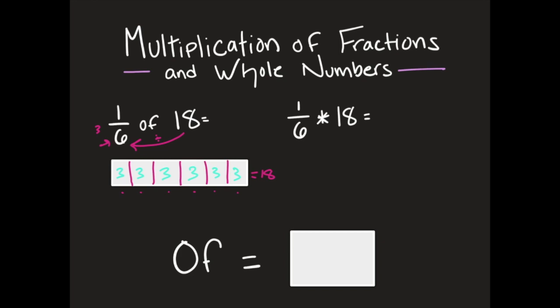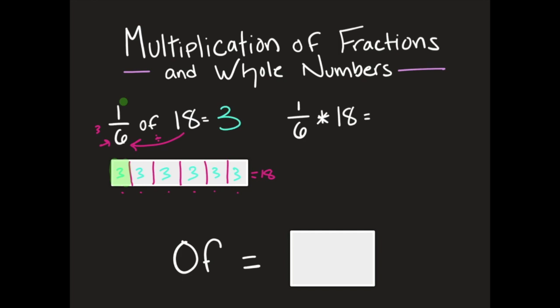So again, this is just kind of another visual way to see this problem. I want 1/6 of 18, so I took 18, put it into 6 sections, and then my top number tells me how many sections I want. So I just want 1. So if I highlight that 1 section, 1/6 of 18, that is going to equal 3.